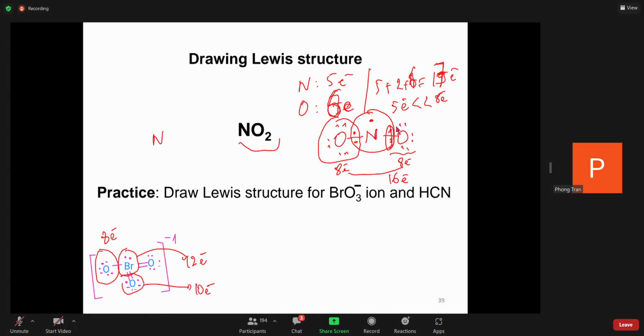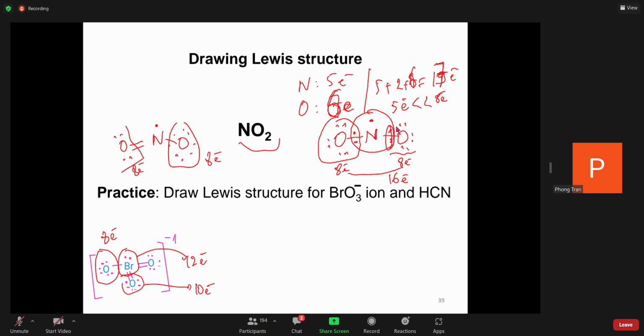You put nitrogen in the center. You put oxygen here. You put 1 double bond. And when you put the double bond, then you have oxygen with 4 electrons, so in total, it has 8 electrons here. You do the same thing for the oxygen here. So this one, you have 8 electrons as well. Now, you still need to put 1 electron remaining here because it has a total of 17.